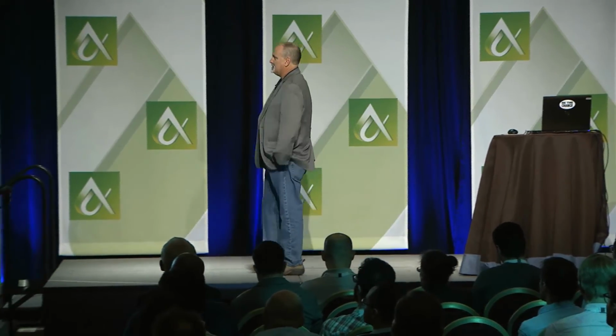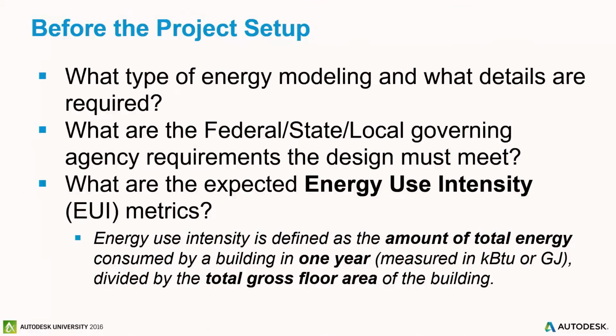It's really defined as the total energy consumed by a building in 1 year, divided by the total gross area of the building. This is what energy use metrics are. And so when you look at tools like Insight, what you're looking at is what those energy costs are and what the annual costs are. And we put those down in simple numbers that people can understand. That's what's important about this tool.